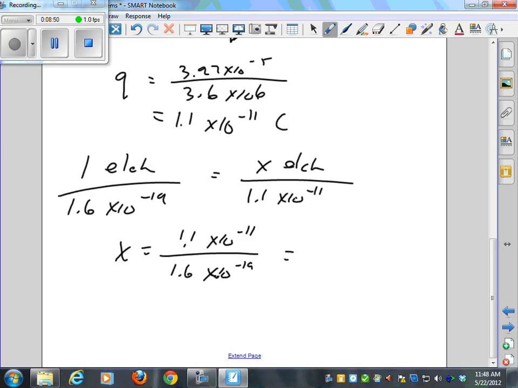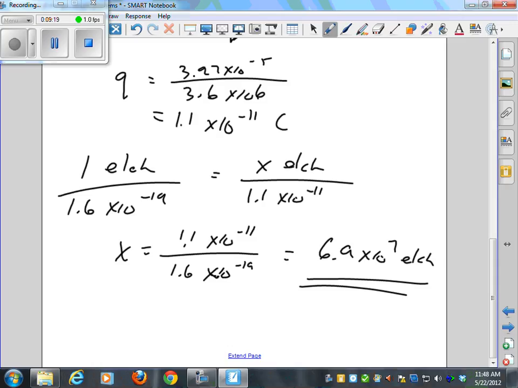And that's a really small number. Well, no, this is going to be a big number. No, this is going to be a huge number. 6.9, we'll say. 6.9 times 10 to the 7 Elches. That's a lot. It's enough to rip your arm off.